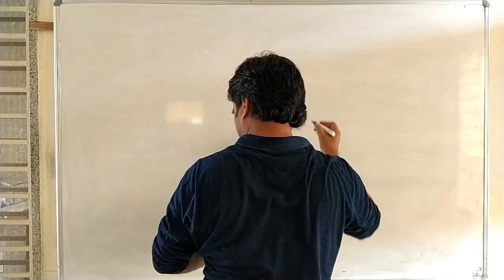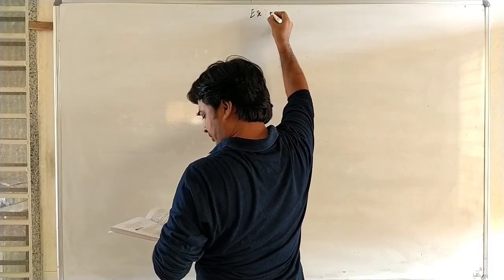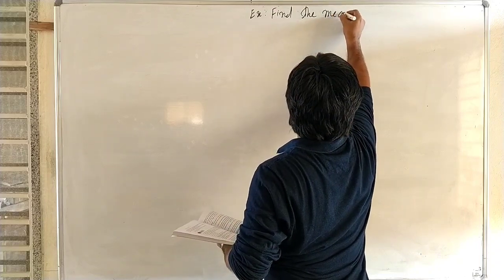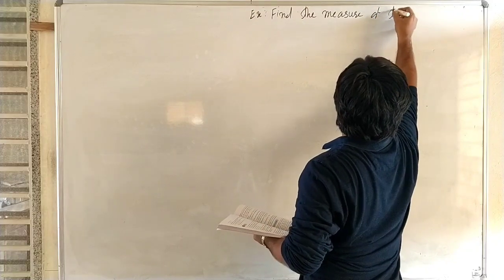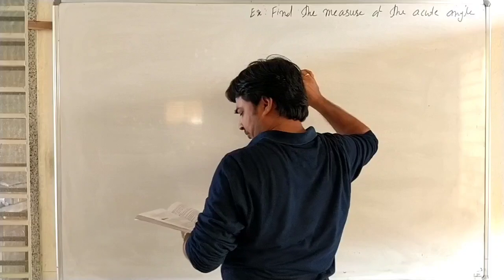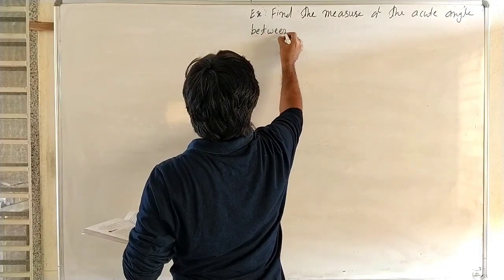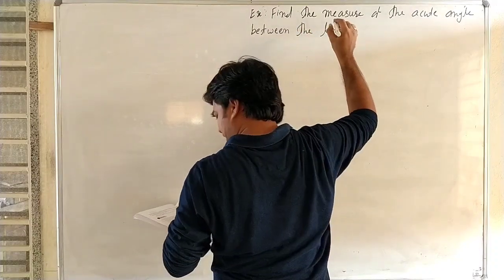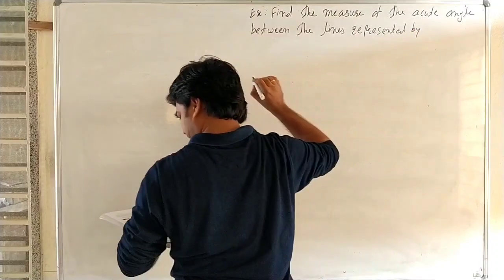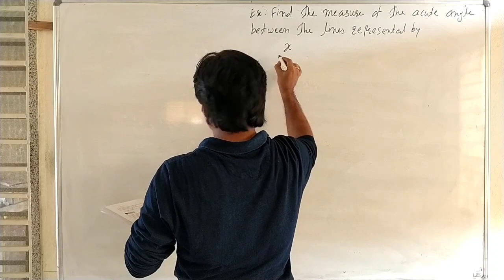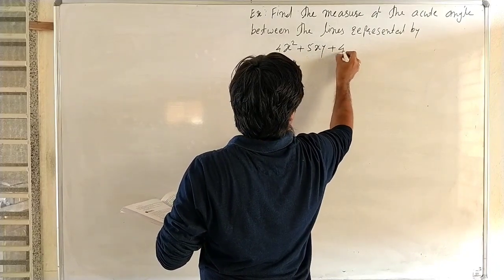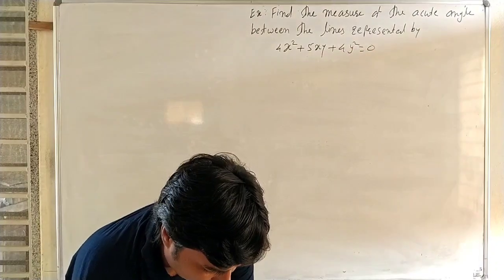Now, next example. Find the measure of the acute angle between the lines represented by 4x square plus 5xy plus 4y square is equal to 0. Now, it is a second degree homogeneous equation.